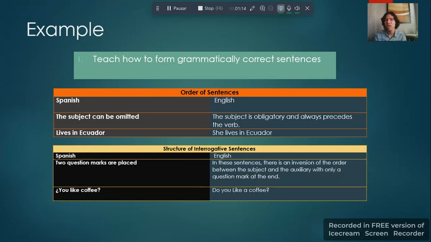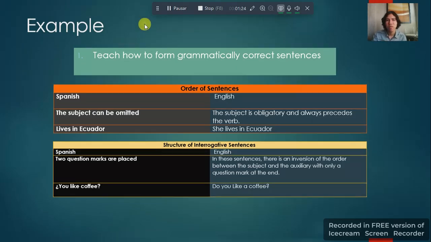In the interrogative sentence, two question marks are placed in Spanish: "¿Tú quieres café?" And in English, in this sentence, there is an inversion of the order between the subject and the auxiliary, with only one question mark at the end: "Do you like coffee?"